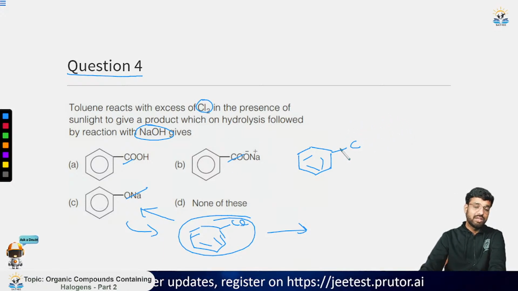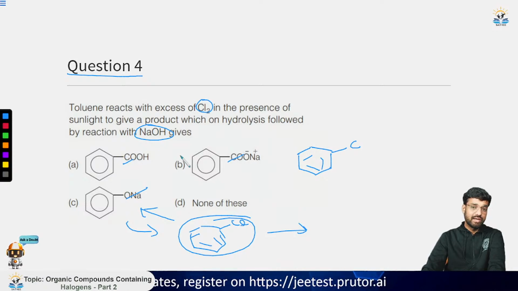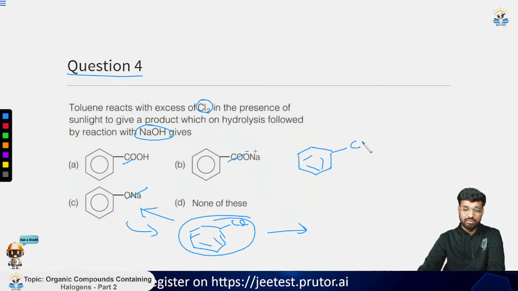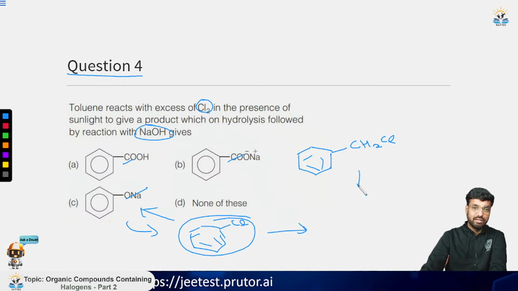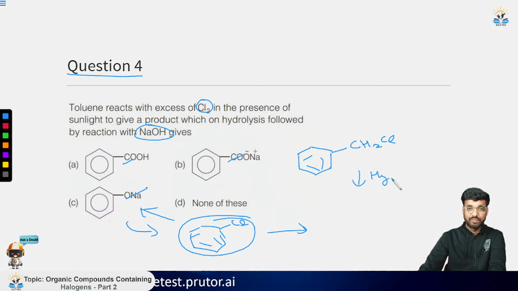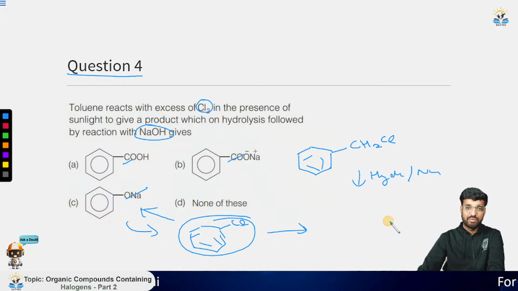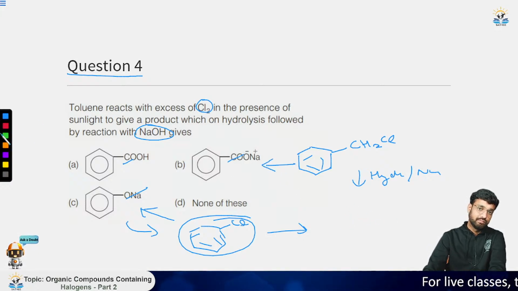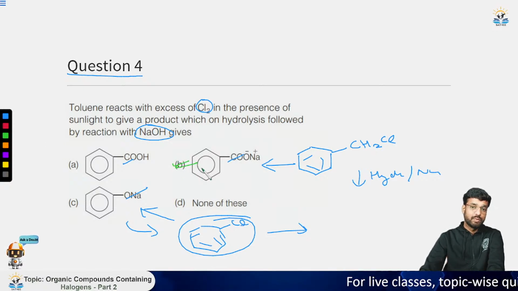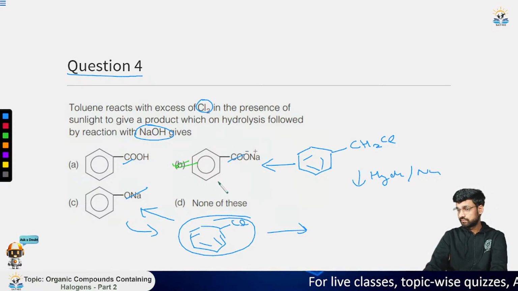Why? We can say a one-carbon alkyl group, because we are getting the product that has one carbon only. So it is like this: CH2Cl, and this will be hydrolyzed, this plus NaOH, and we will get this final product. So this is the answer to this question.